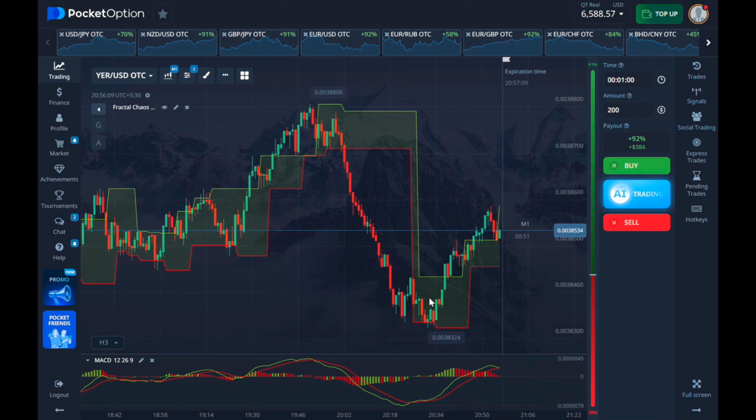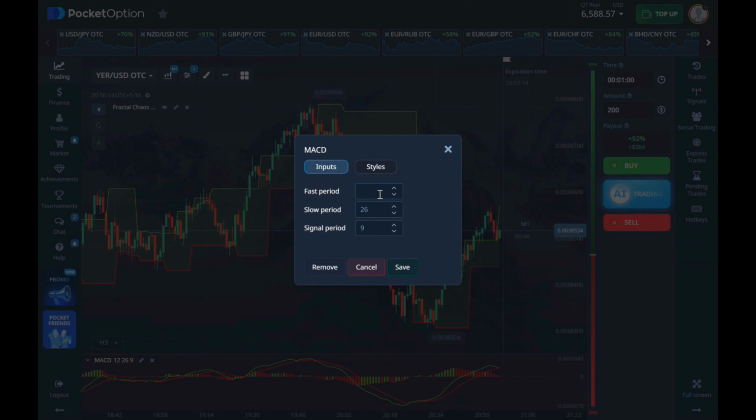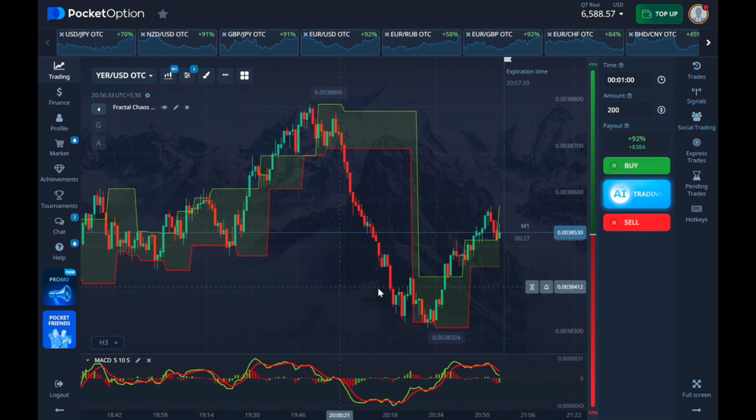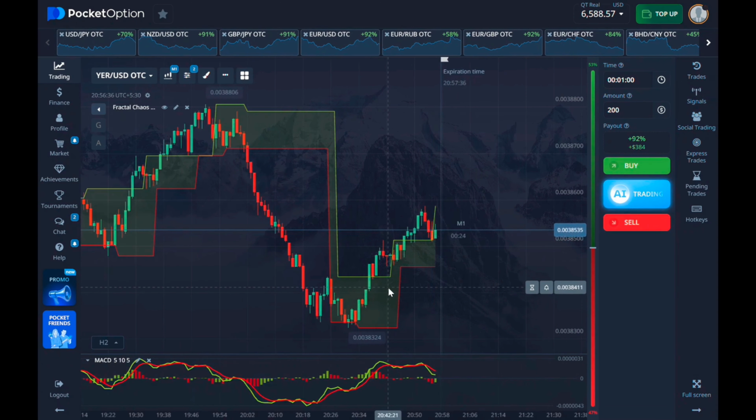For the fractal Kell bands, set the period to 3. For the MACD, we'll set the fast period to 5, the slow period to 10, and the signal period to 5. We'll also change the style, set the width to 2 pixels, and do the same for the other one, set it to 2 pixels as well. Alright, let's save this. Now our indicators are ready to use.